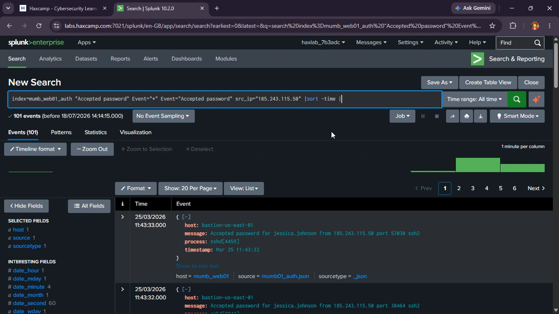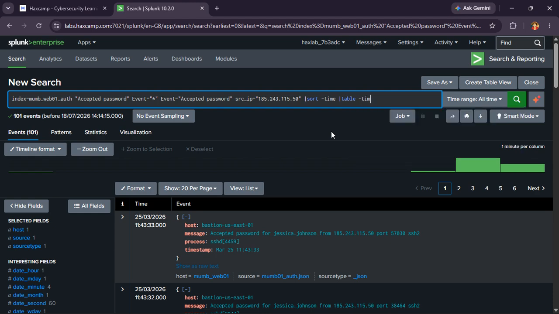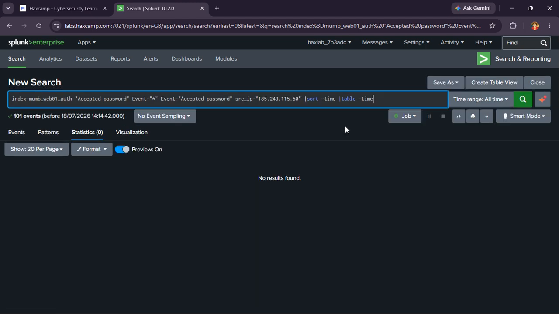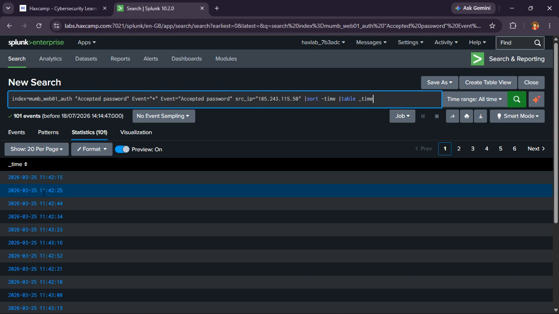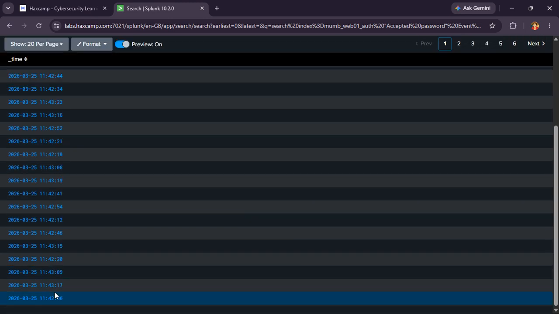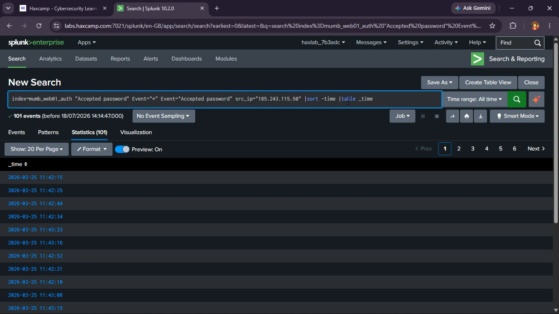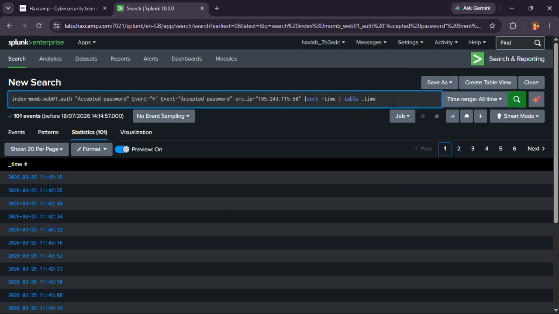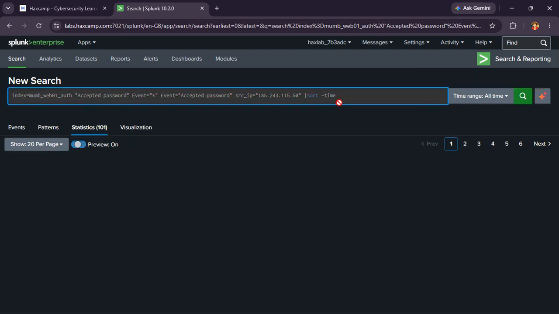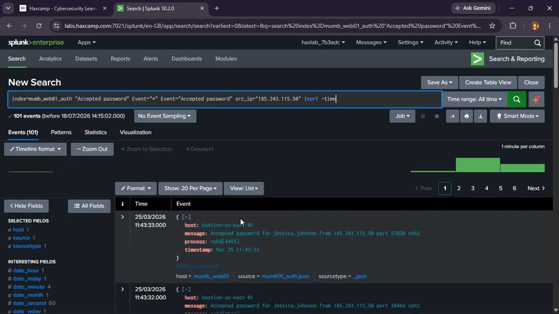And table with time. Okay, I made some mistake. This is not included. First of all we need to look at the time. I think this is not needed. Okay, this is not needed. We can also get the answer of question 4 from here also.